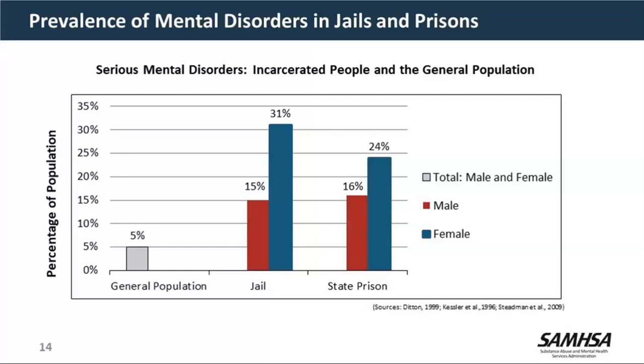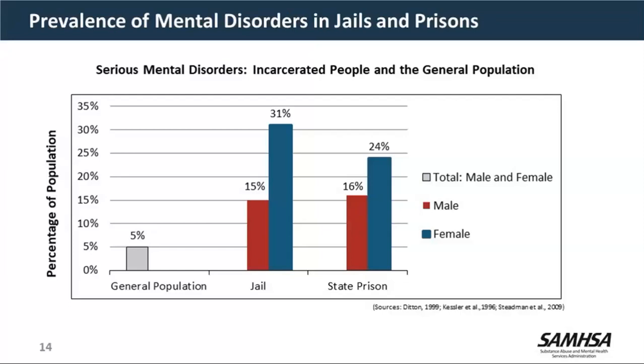When we move away from the general population and that 5% prevalence rate, what we start to see in our local jail systems is that overall approximately 17%, or about 1 out of every 6 people who enter into our local jails, are dealing with or have been diagnosed with a serious mental disorder. And you can see the breakout here between men and women, 15% males and 31% females. What we often see is that the reason that number settles in around 17% overall is because there are more men than women who tend to be incarcerated in our local jail systems.